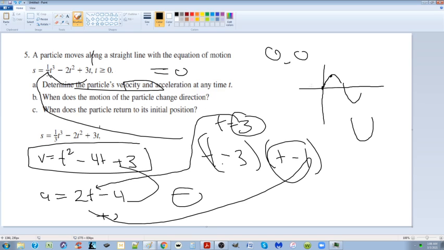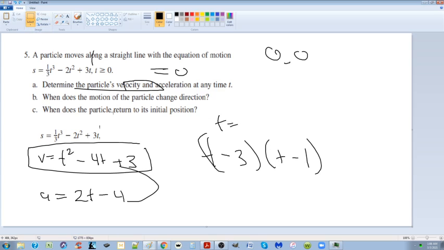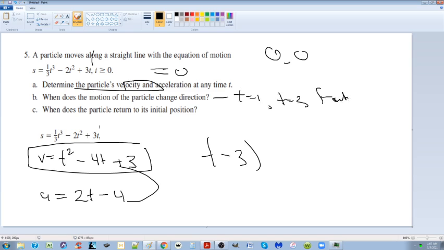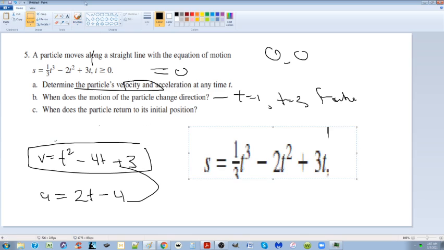And when does the particle return to its initial position? I think we're going to find 2 spots there. So that means take your initial graph. By the way, those were the 2 times, at t is equal to 1 and t is equal to 3. It's the factors of velocity. And for this, always look and be careful. As soon as I see the t's in there, I know t can come out. Now I'm also going to factor out the third.